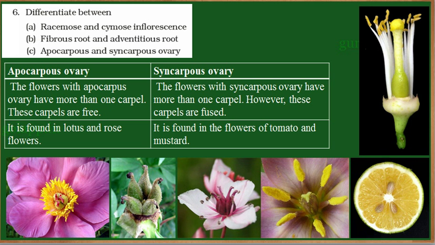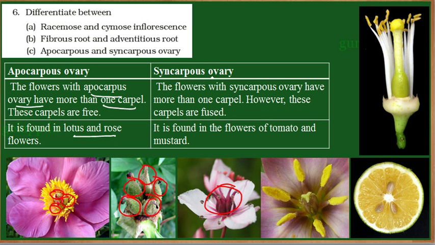So here in the image we can see, these are the ovaries. A single flower has got many ovaries. How are these ovaries present? They are separate, right? So a flower with apocarpous ovary has more than one carpel. That means they have more than one ovary, and all these are free. They are not fused together. They are present freely. So such an arrangement of ovary, if more than one ovary is present and if they are free, we call it apocarpous ovary. So they are found in lotus and rose flowers.